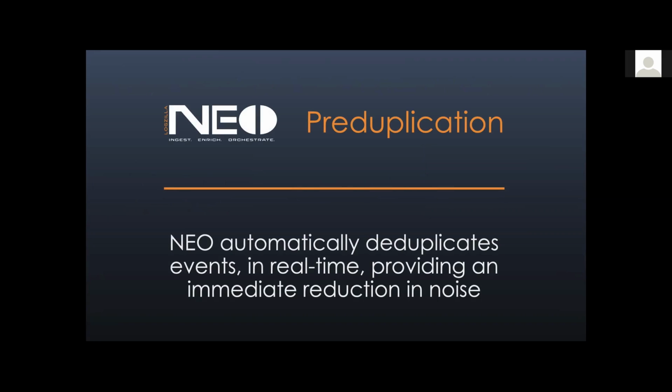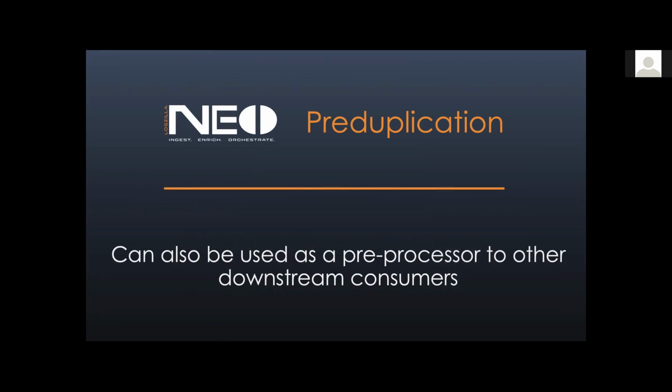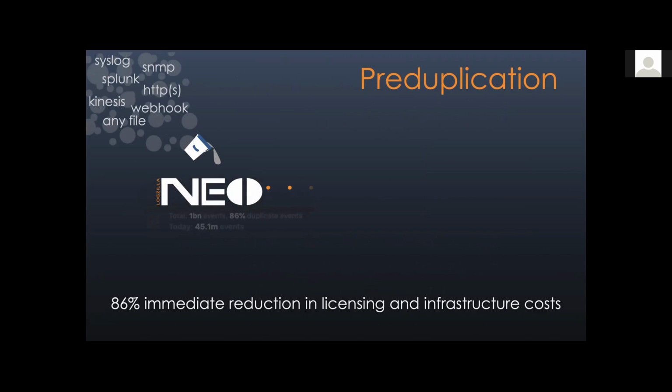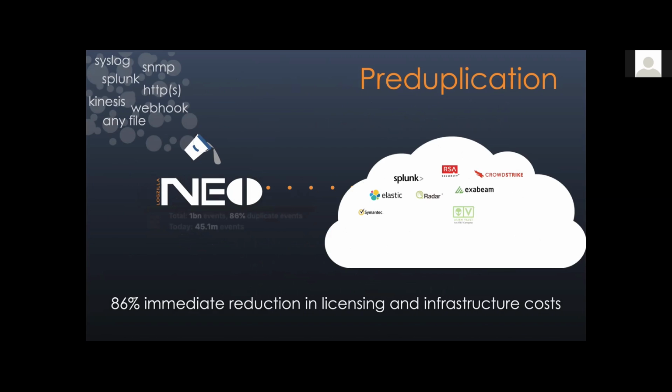But what if we just take that and deduplicate everything in real time and provide that immediate reduction in noise? So we can sit, as I mentioned, as a preprocessor to these downstream consumers, and everything comes into us. We do our deduplication, we do our fast processing. We essentially become that heavy lifter in front of any other downstream consumer of logs or SNMP traps. The major benefit here, not just in the cost, is that event enrichment at the same time, and the automation capability means you're, instead of making these products search for a needle in a haystack, you're handing them the needles.